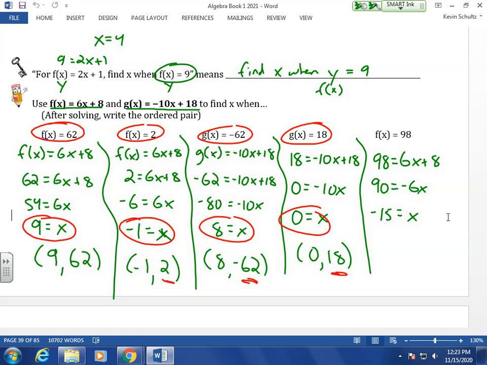Why did I put a negative 6 there? I don't know what I was thinking. I think I was thinking about tacos or something. I'm kind of hungry.